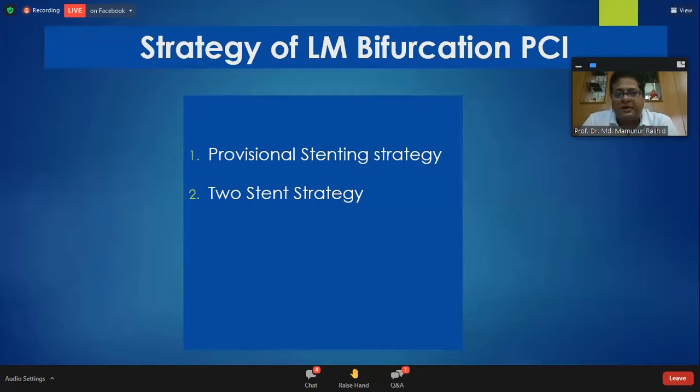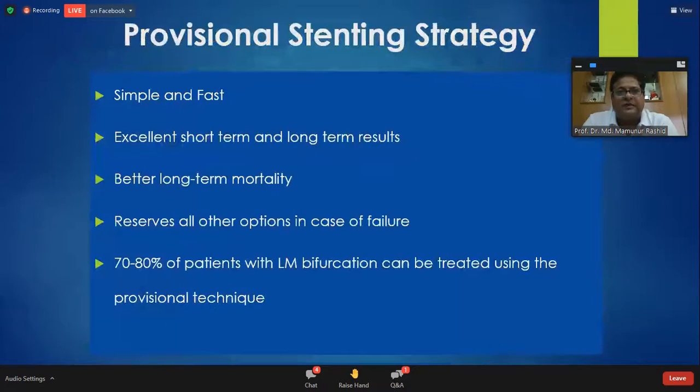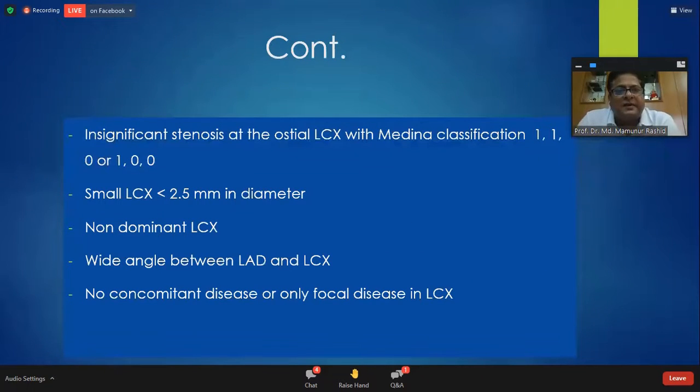Regarding strategy for left main bifurcation, I already stated provisional stenting and two-stent strategy. Provisional stenting is simple and fast, with excellent short-term and long-term results, better long-term mortality, and it reserves all other options. That is, if needed, balloon angioplasty and a second stent can be added. 70 to 80% of patients with left main bifurcation can be treated using the provisional technique. Which lesions are suited for provisional stenting? Insignificant stenosis at the ostial LCX and Medina classification 110 or 100, small LCX less than 2.5 millimeter diameter, non-dominant LCX, wide angle between the LAD and LCX, and no concomitant disease or only focal disease in the LCX.